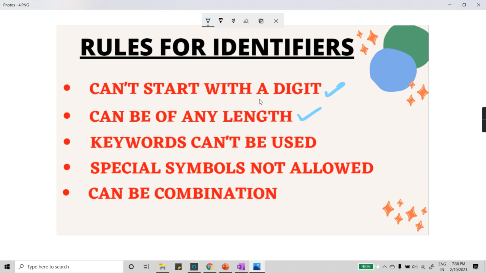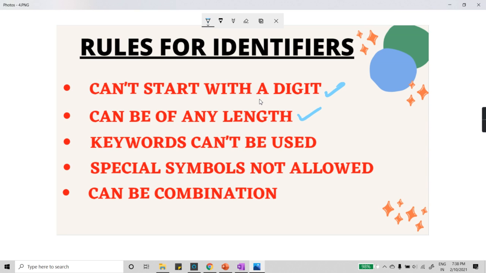Ma'am, here the thing is time complexity and space complexity. Keep these things apart here because we are not discussing that. Here we are just discussing the rules for identifiers. So that is why I said that you can take it from a single character up to n. The third one is that keywords cannot be used.